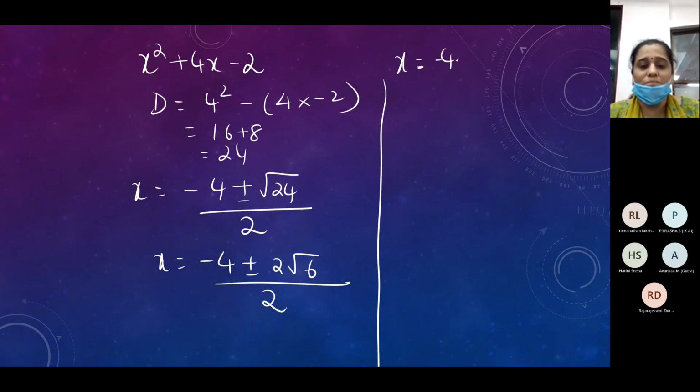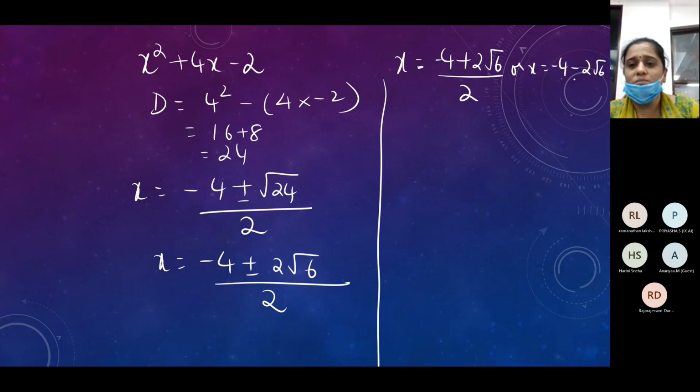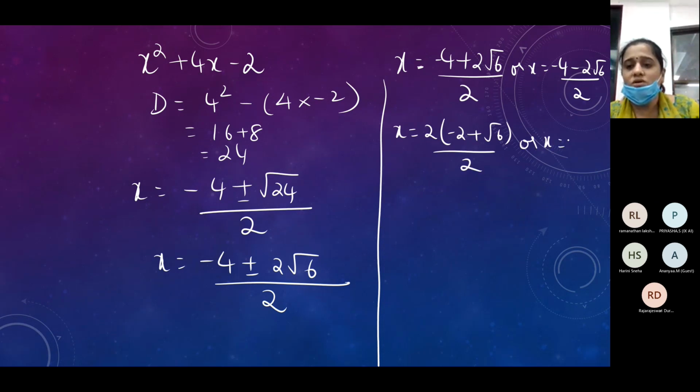x is equal to minus 4 plus 2 root 6 by 2, or x is equal to minus 4 minus 2 root 6 by 2. So when you take 2 common, minus 2 plus root 6 by 2, or x is equal to, when you take 2 only common, because anyways only 2 will get cancelled from the denominator.